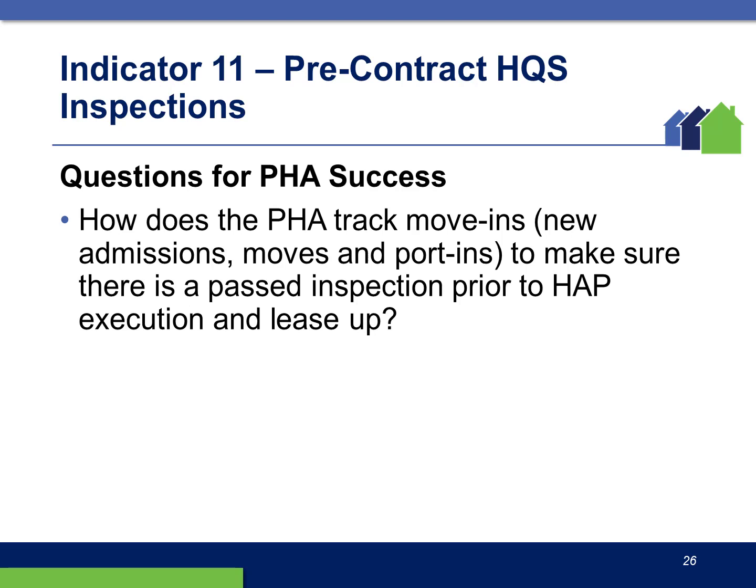The questions for success on Indicator 11 include: how does the PHA track move-ins to make sure there is a past inspection prior to HAP execution and lease-up?